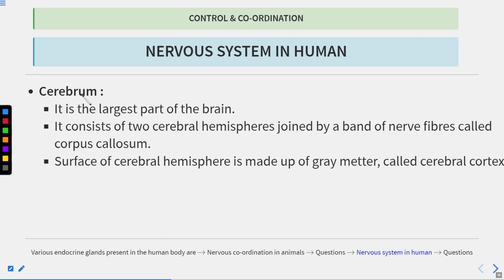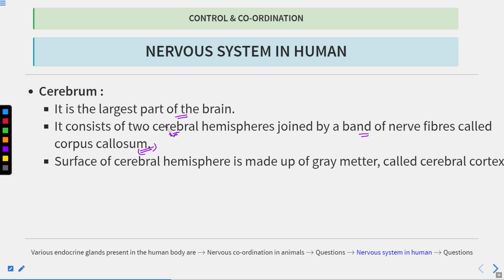Now let's talk about the cerebrum. The cerebrum is the largest part of the brain, and it consists of two cerebral hemispheres joined by a band of nerve fibers called the corpus callosum. The cerebellum is the longest part of the brain, and it consists of two hemispheres. So cerebral is related to the brain.